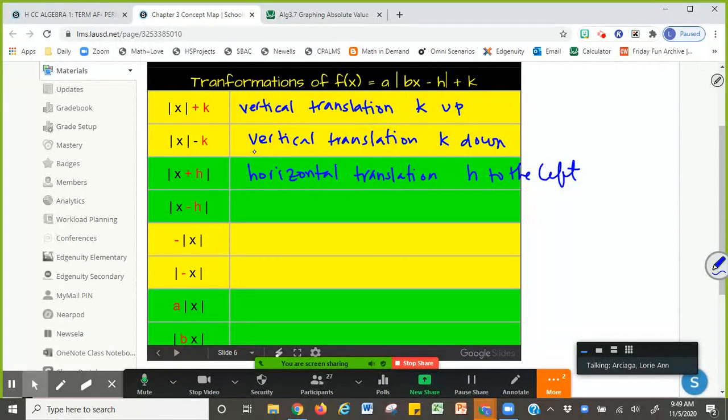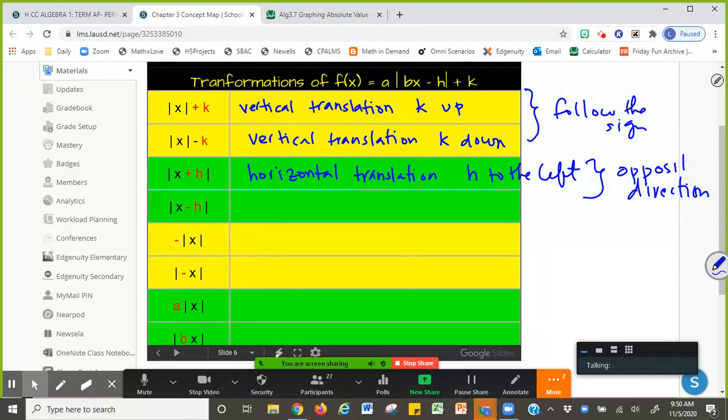Okay, so here for the vertical, you follow the sign. For vertical, you follow the sign. But for horizontal, you go to the opposite direction. Sometimes memorizing these will be enough. If it's vertical, you follow the sign. If it's horizontal, you go to the opposite direction. That's faster than memorizing them one by one. So you have to find a way to make it easier for you to memorize. So H to the right.